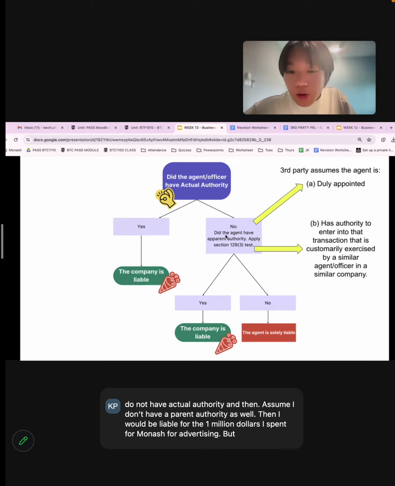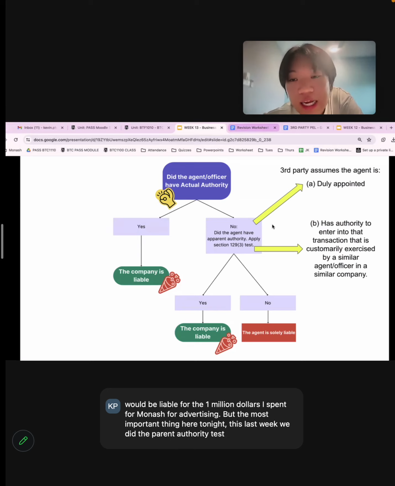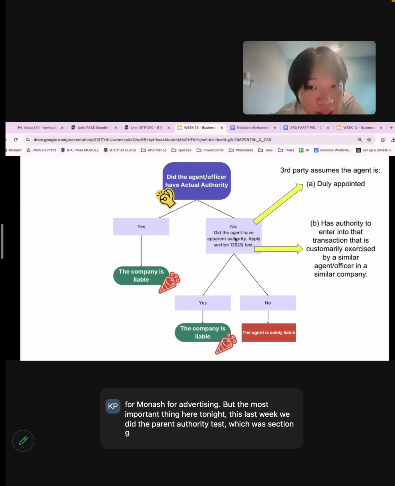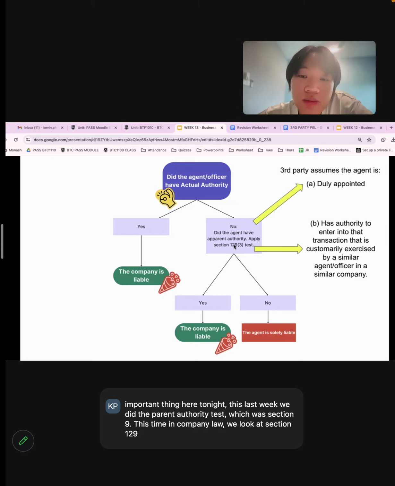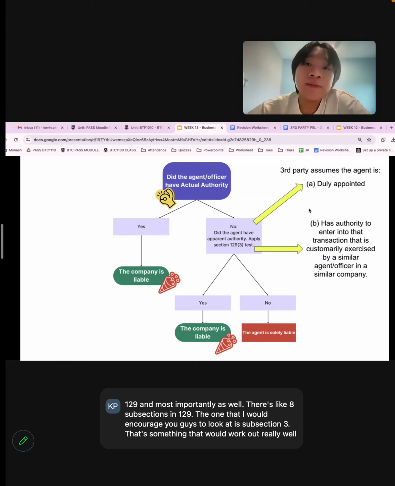But the most important thing to note here is that last week we did the apparent authority test, which was section 9. This time in company law, we look at section 129. And most importantly, there are 8 subsections in 129. The one that I would encourage you guys to look at is subsection 3. That's something that worked out really well for me.